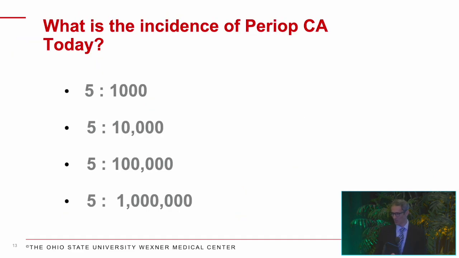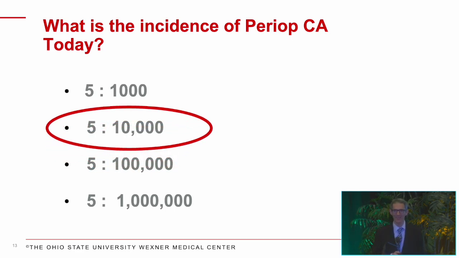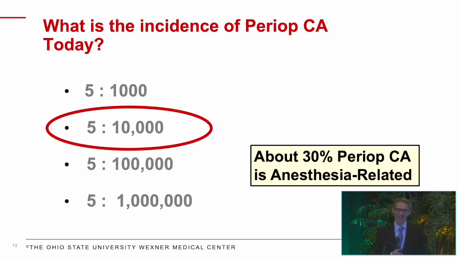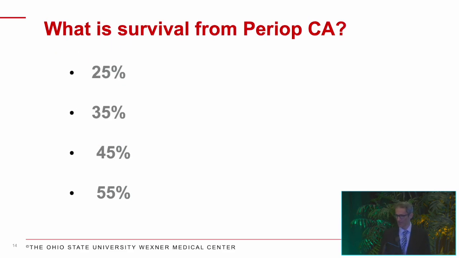So I was going to do this as a question and answer thing, but in the interest of time, I'm just going to keep going here. The incidence of perioperative cardiac arrest is about 5 in 10,000. About a third of that is related to anesthesia. So about 1.5 in 10,000 cardiac arrests are due to things that we do, medications, airway issues. The rest, two thirds, are related to what the surgeon is doing. So the surgeons are usually at fault. It's not our fault, it's their fault, right?